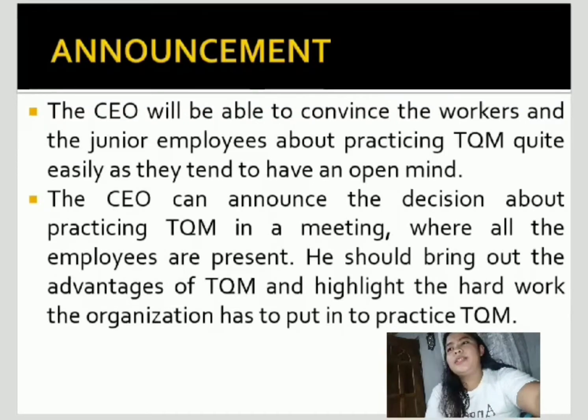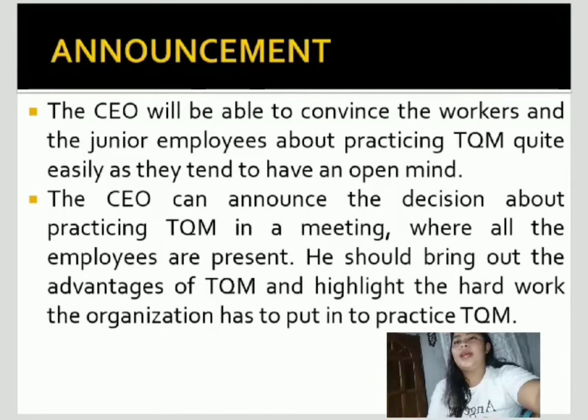Announcement. The CEO will be able to convince the workers and junior employees about practicing TQM quite easily. They tend to have an open mind. The CEO can announce the decision about practicing TQM in a meeting where all the employees are present. He should bring out the advantages of TQM and highlight the hard work the organization has to put into practicing TQM.